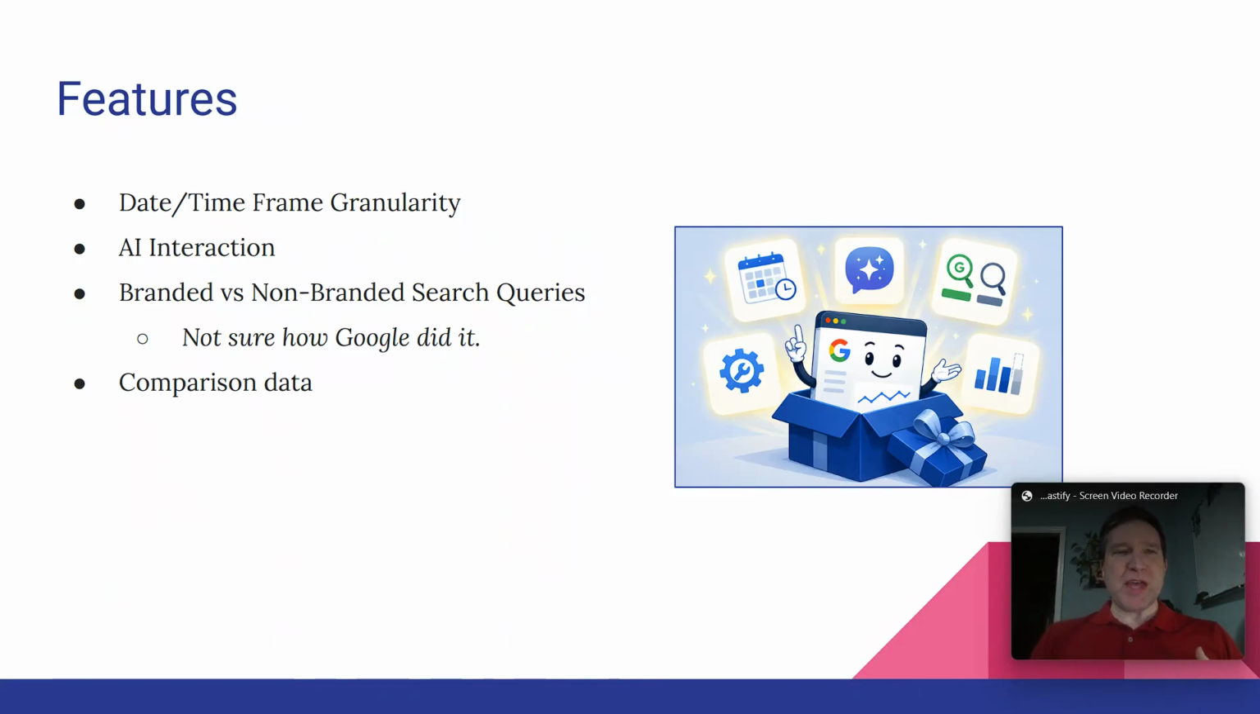So first, there is a new date time granularity or date time frame granularity. Then there's a new AI interaction mode they have. There's also branded versus non-branded search queries. And when you see it, it'll be kind of interesting. I don't know how Google figured some of this out. And then comparison data has been added every place. So let's look at the first one.